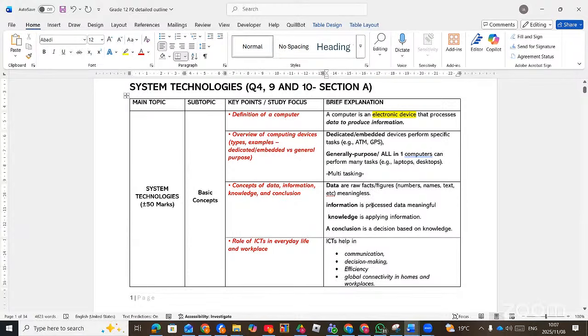Then the information becomes the processed data that is meaningful. The processed data that is meaningful. Like for instance, average age is, or average amount is 20%. So that becomes information. Then the knowledge is applying the information. If you know, okay, let me give the example from this one, like saying cat mark.